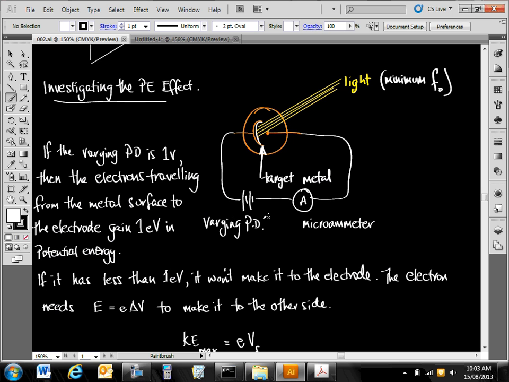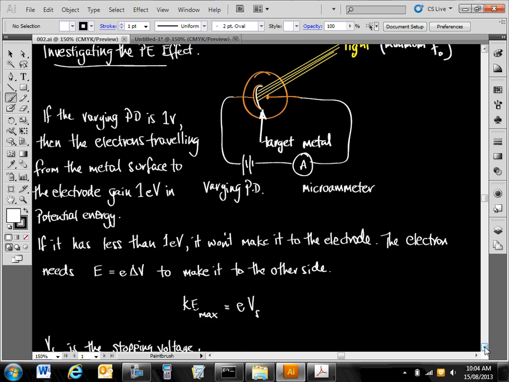By varying this potential difference, we can work out how much energy those electrons have upon leaving the metal surface. It's a way of measuring how much energy they have. That's all we want to do by varying this potential difference. And we know that if the potential difference between those two electrodes is 1 volt, and the electrons that travel from the metal surface to the electrode just make it, then those electrons have 1 electron volt of energy. Okay.